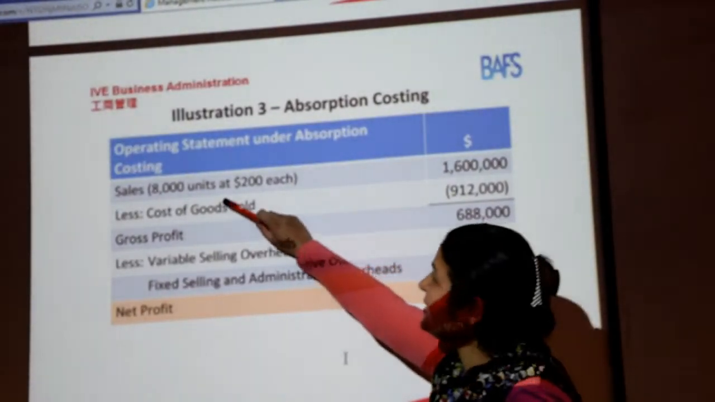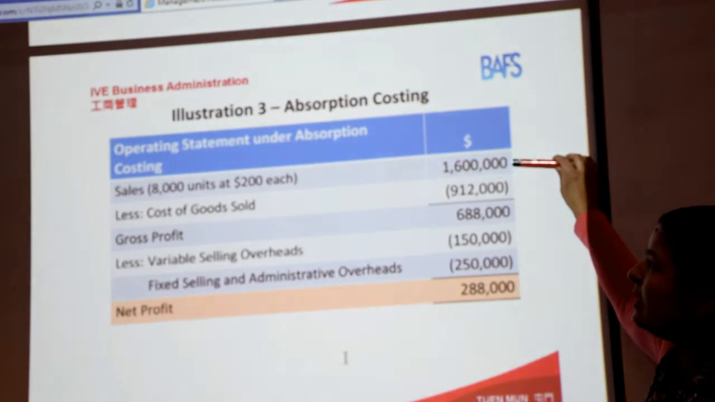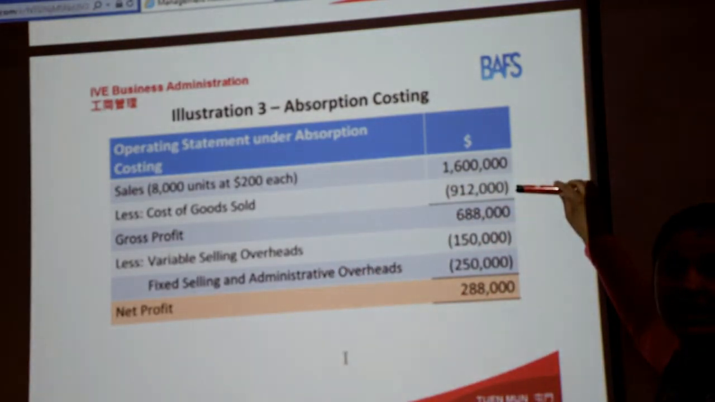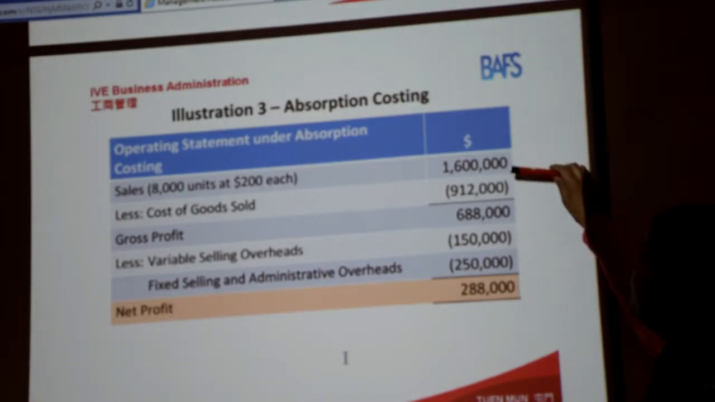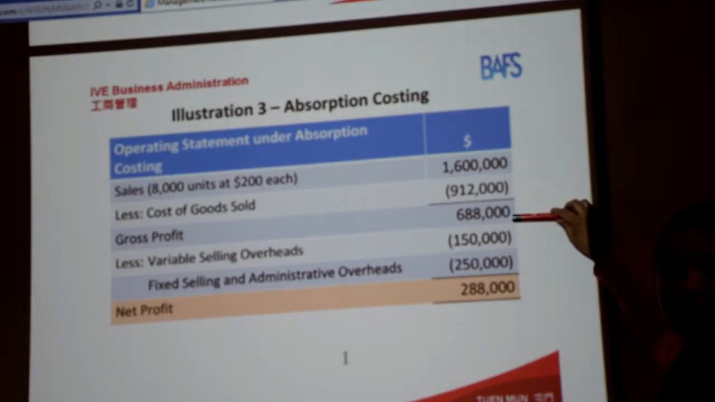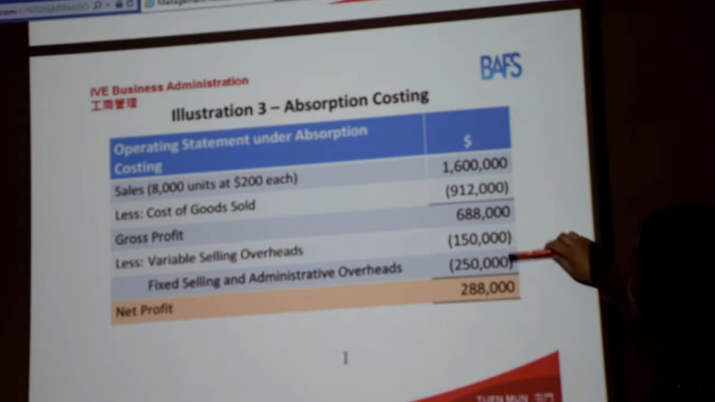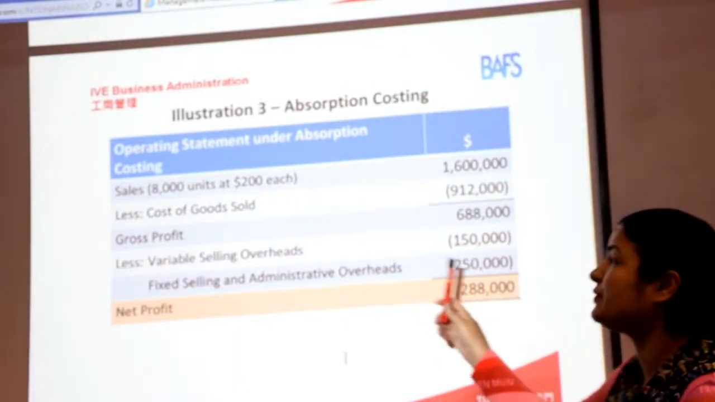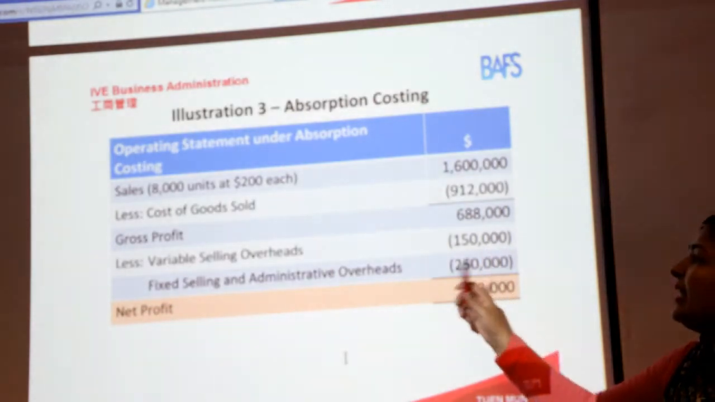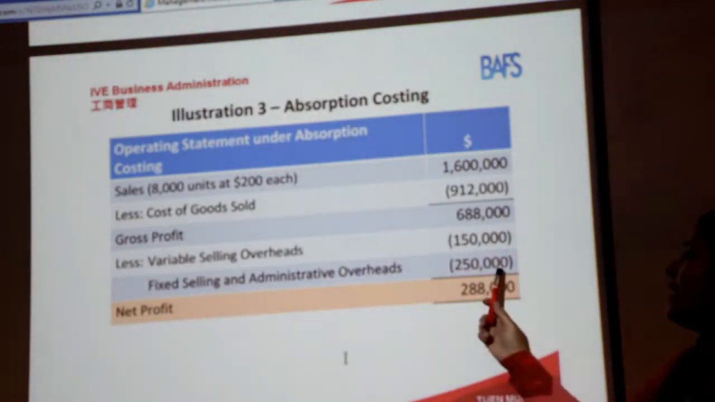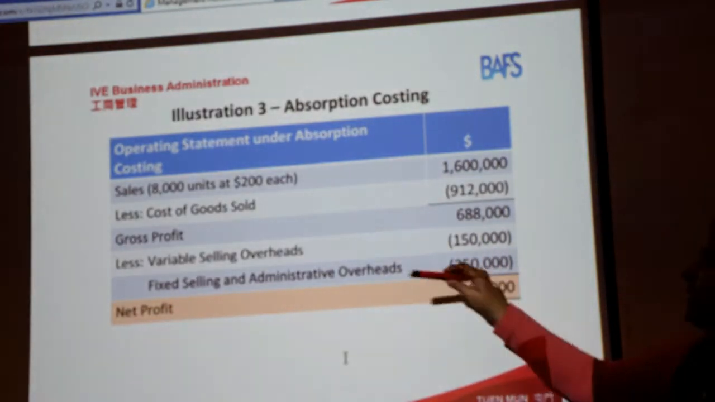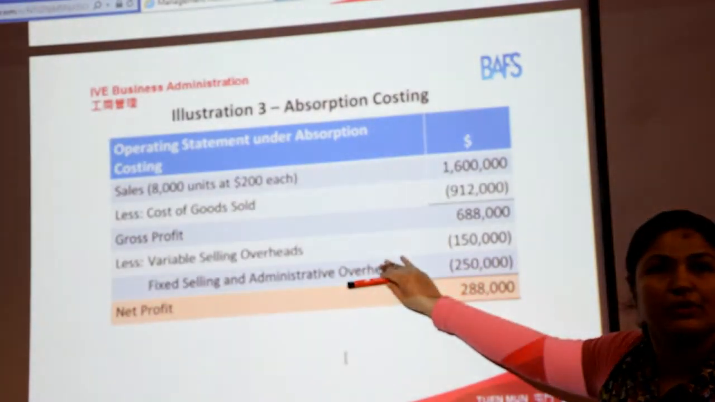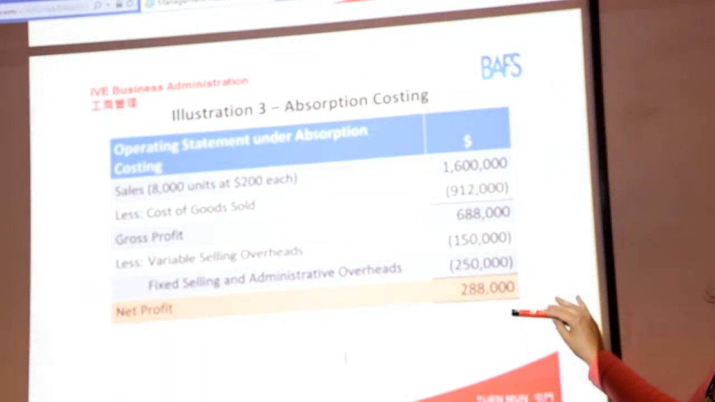Again, the sales figure is the same. The cost of goods sold, we have just calculated with the 4 elements as product cost. You take that out, and it gives you a gross profit. You take out your variable selling overheads for 8,000, which we calculated as 150, and your fixed selling and admin overhead, which is 250. These are both non-manufacturing, and that's why they come after gross profit. And the final figure is your net profit.